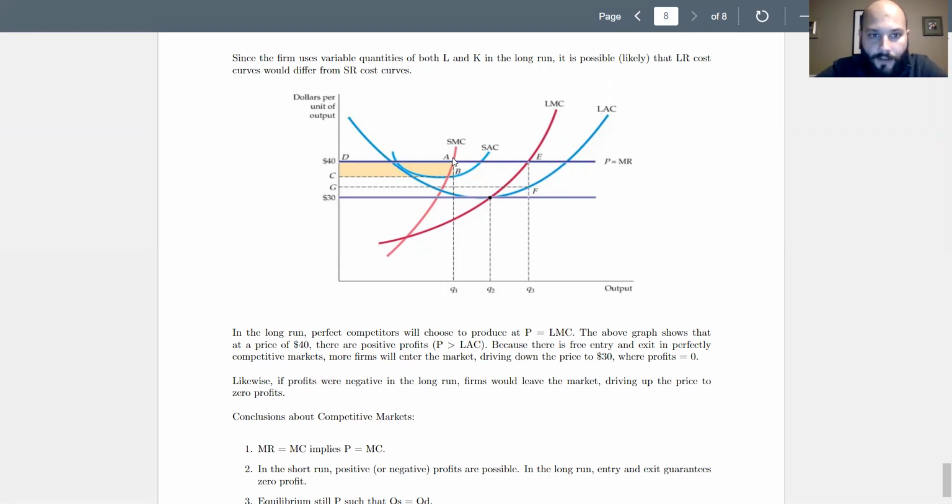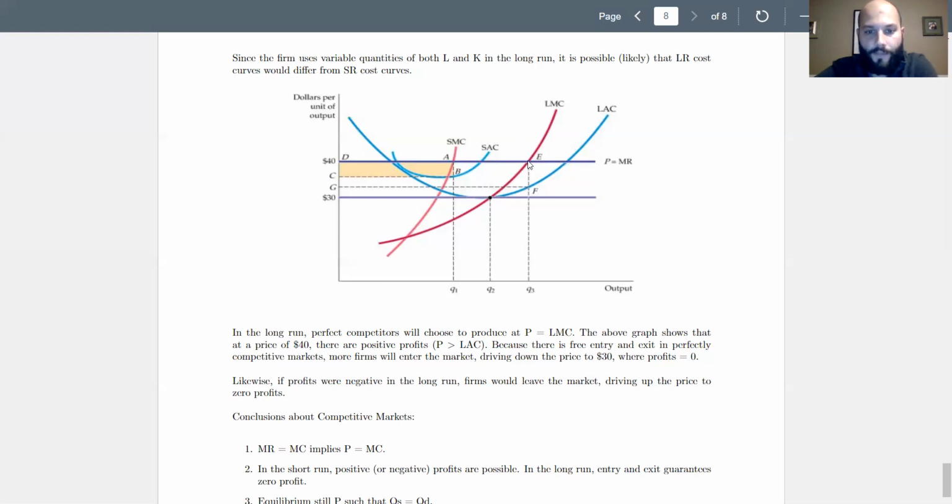In the long run, the firm uses variable quantities of both labor and capital, and so it's likely that the long run cost curves would differ from the short run cost curves. Even so, we're still going to be using the same rule. Suppose that these are our long run marginal and average cost curves. So again, in the long run, we'll set marginal cost equal to marginal revenue and produce at optimal point E.